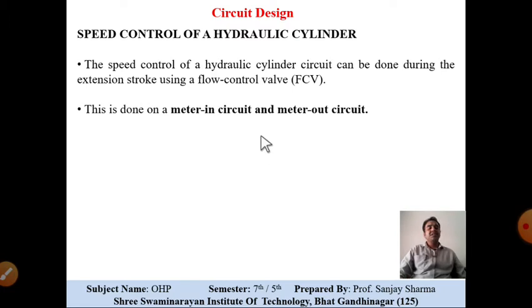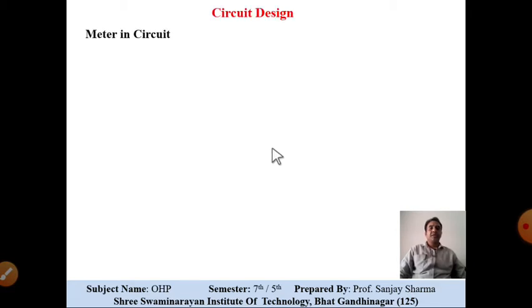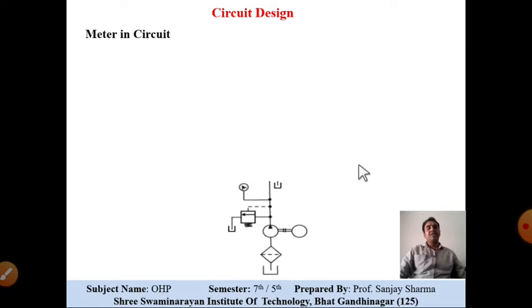So this is done in a meter in circuit and meter out circuit. Now in detail we will see what is meter in circuit and what is meter out circuit. Friends, once again I would like to tell you that this type of arrangement is only done where we require controlling the speed of the actuator. Now first of all, what is this meter in circuit?